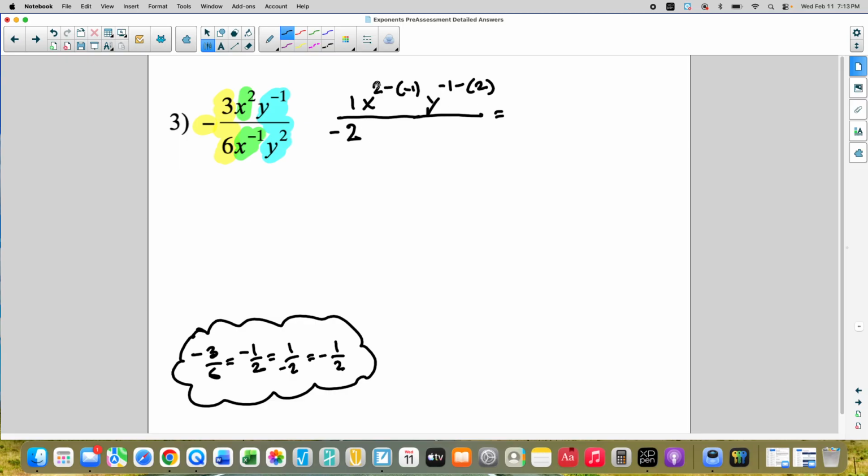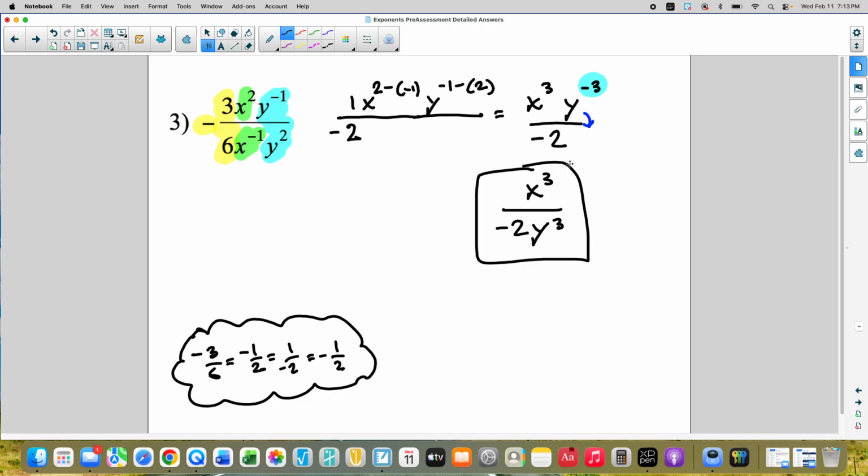So I have x to the 2 minus negative 1, which is 2 plus 1. So you have x to the third. We have y to the negative 1 minus 2, which is y to the negative 3 over negative 2. I'm going to deal with this negative, and that is going to move it down into the denominator. So that's going to move down, giving me x cubed over negative 2y to the third. Since I moved it down, it became positive and it's in the denominator.